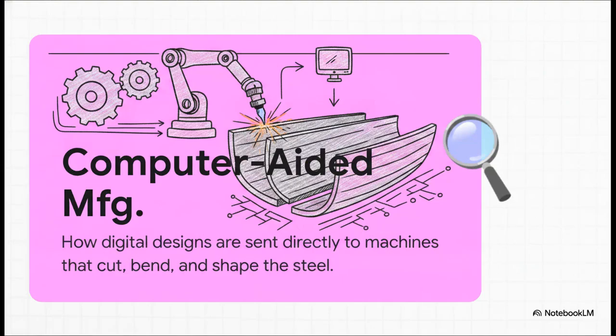And that brings us to the physical muscle of the operation, CAM, or Computer-Aided Manufacturing. So if CAD is the digital brain, well, CAM is the brawn. CAM is the system that takes all those perfect digital designs and sends them directly to the machines on the shop floor. Those machines then automatically cut, bend, and shape the heavy physical steel. The true unprecedented power of CAD and CAM is that design and manufacturing are now directly and seamlessly linked together.